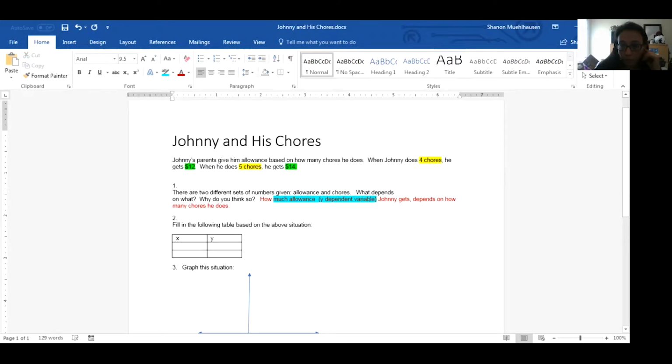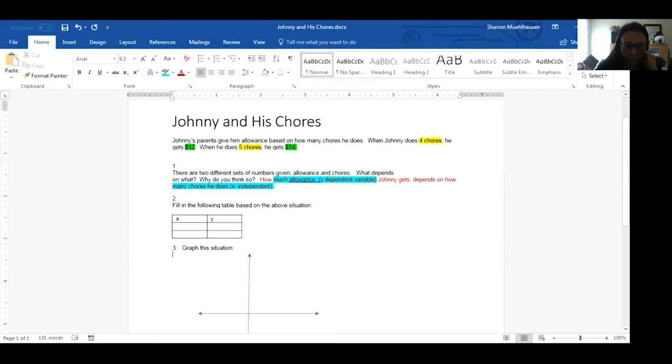So what does it depend on? It depends on how many chores he does. How many chores does he do? I don't know. He's going to go off and do some number of chores. I tell my students to remember that everything depends on X. So how much allowance depends on how many chores he does.